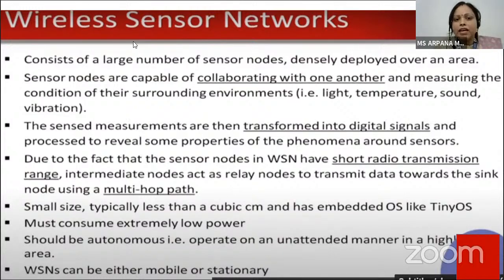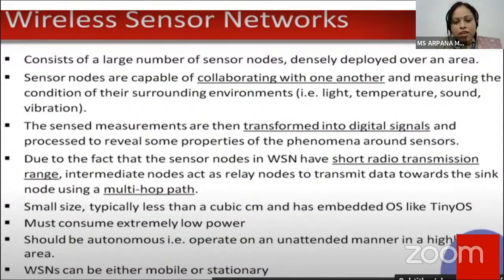So wireless sensor networks are deployed in those areas where easy deployment or easy supervision is not possible. The sensed measurements are then transformed into digital signals and processed to reveal some properties of the phenomena around the sensors. Because sensor nodes in wireless sensor networks have a short radio transmission range, intermediate nodes act as relay nodes to transmit data towards the sink node using multi-hop routing. This is the simple concept of wireless ad hoc networks, and wireless sensor networks also utilize this multi-hop communication. Small size, typically less than a cubic centimeter, and has an embedded OS like TinyOS.